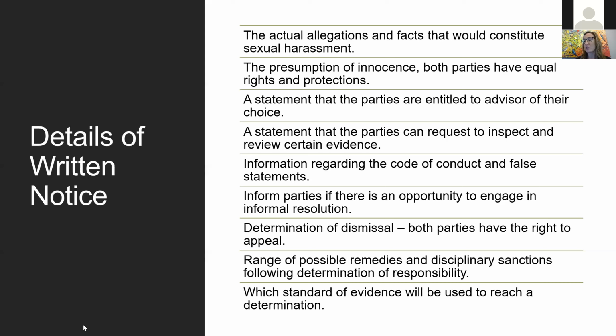Okay, so when you receive allegations and you act promptly, you have to provide a written notice. And this is to both parties. It needs to be provided simultaneously. You don't want one or the other party to get the written notice before the other. They need to receive them at the same time. So you describe the allegations and what meets the definition, if it's severe, pervasive, or objectively offensive. You need to describe that there is a presumption of innocence and they both have equal rights.